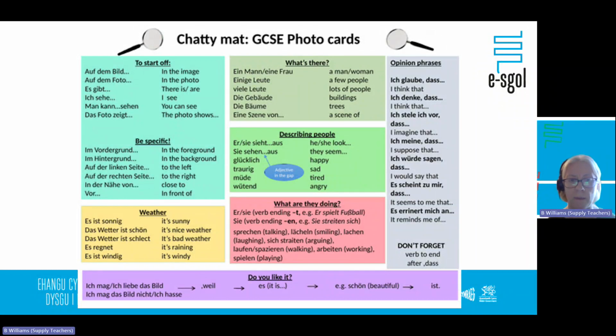We will be looking at a way of remembering which order to use these sentences in, and to remember which element you need to be speaking about. So one of those will be to describe the weather. So is it sunny? Is it nice? Is it bad? Is it raining? Is it windy? Maybe try and think about which season the photograph might be taken in.